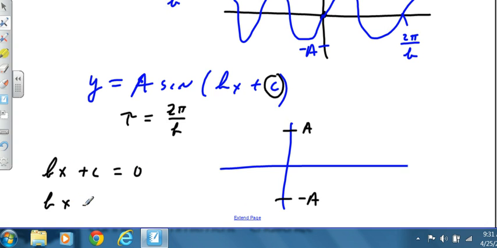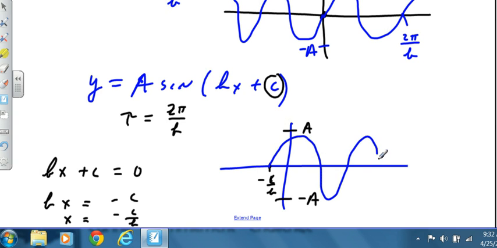Well, bx is equal to minus c, so x is equal to minus c over b. So my 0 starts at minus c over b. That's my phase shift. I'm still going to go up, I'm still going to go down, I'm still going to repeat, but with a period of 2 pi over b. So this place is going to be 2 pi over b minus the phase shift c over b.